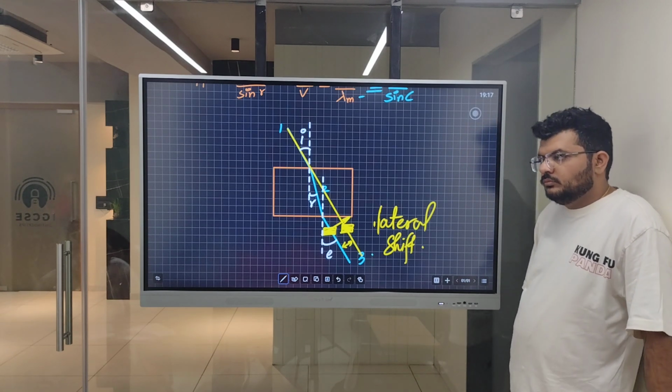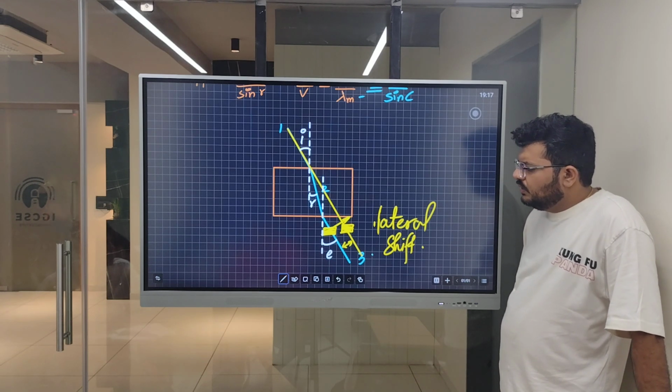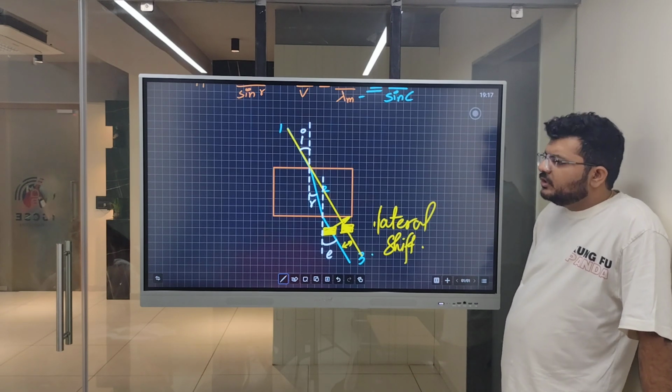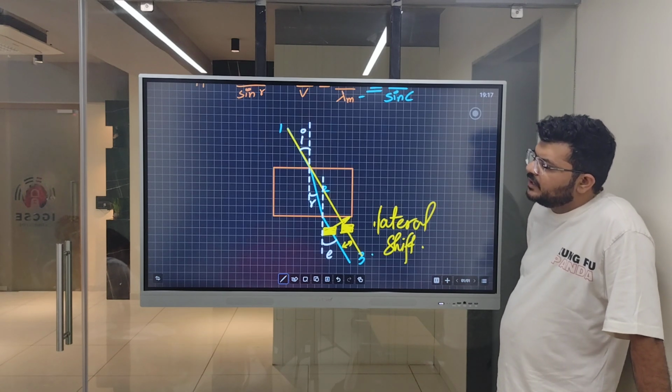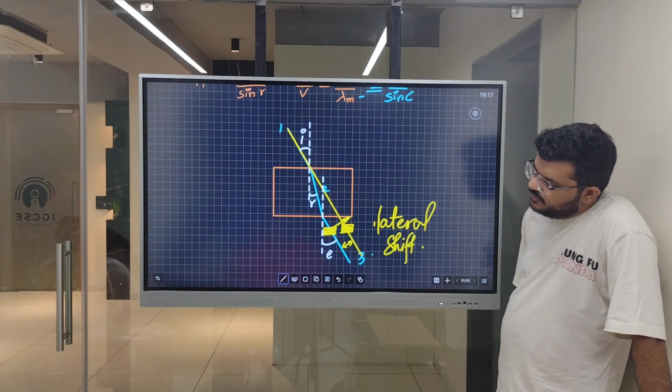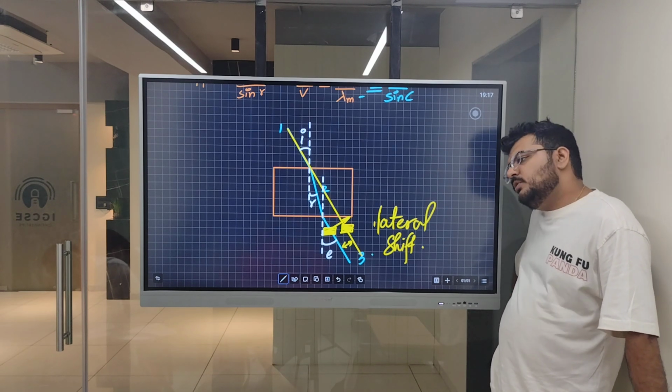Sir, is this a law of refraction? No, this is logic. This is an extension of the understanding of the law that sin i by sin r is always equal to the refractive index. If you do it mathematically, this is also the answer.